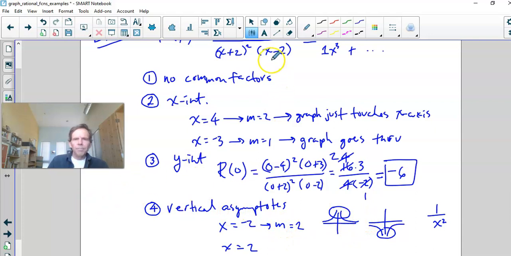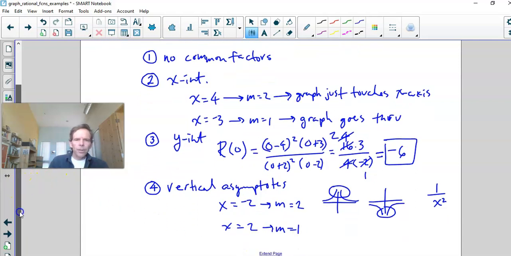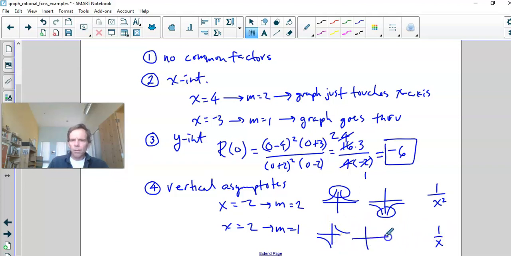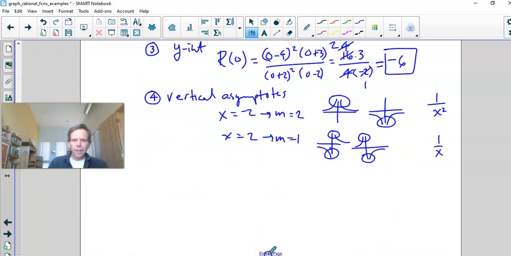Okay, and then the 2, the 0 that is 2, that has a multiplicity of 1. And we know that that looks like 1 over x, or negative 1 over x. So like this, or like this. And again, we're only really interested in right near the vertical asymptote, not off to the sides. Those are clues to help us graph later. Okay, next.